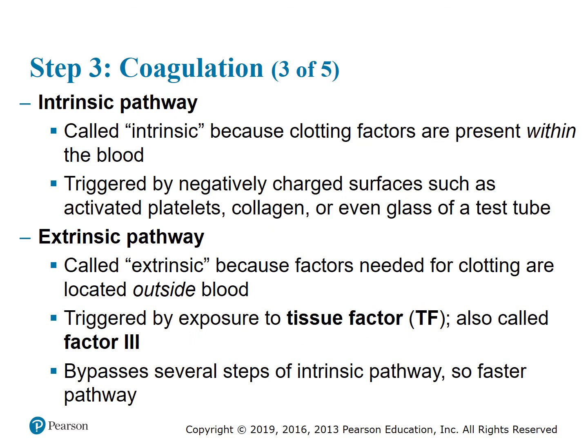The intrinsic pathway, called intrinsic because clotting factors are present within the blood, is triggered by negatively charged surfaces such as activated platelets, collagen, or even the glass of a test tube. The extrinsic pathway, called extrinsic because factors needed for clotting are located outside the blood, is triggered by exposure to tissue factor, also called factor 3. This pathway bypasses several steps of the intrinsic pathway, so it's a faster one.